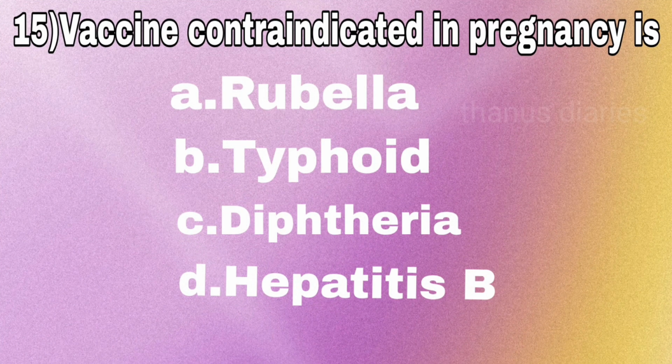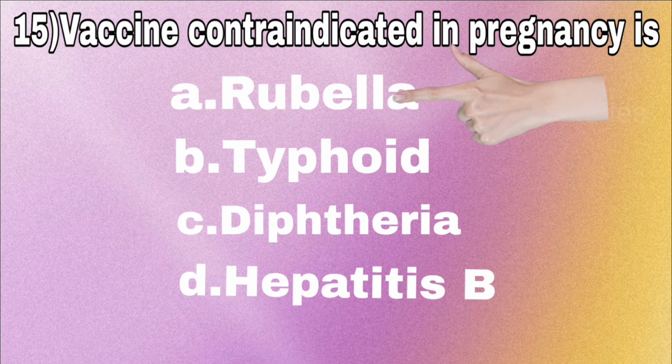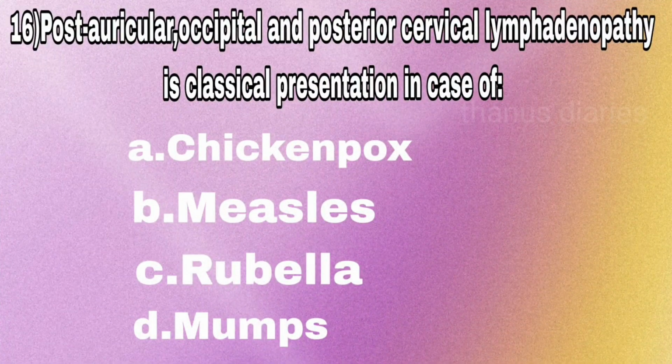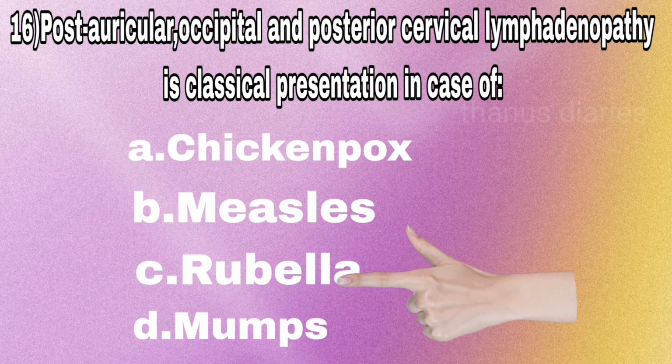Next question. Vaccine contraindicated in pregnancy is rubella, typhoid, diphtheria, hepatitis B. It's rubella vaccine. Next question. Post-auricular, occipital and posterior cervical lymphadenopathy is classical presentation in case of chickenpox, measles, rubella, mumps. It's in rubella.